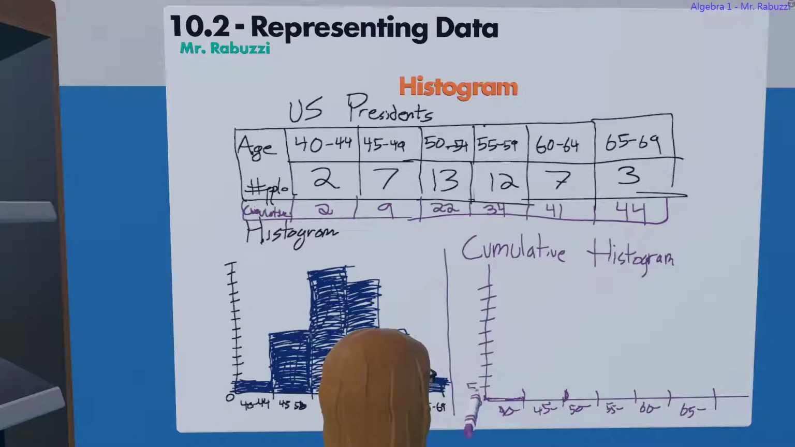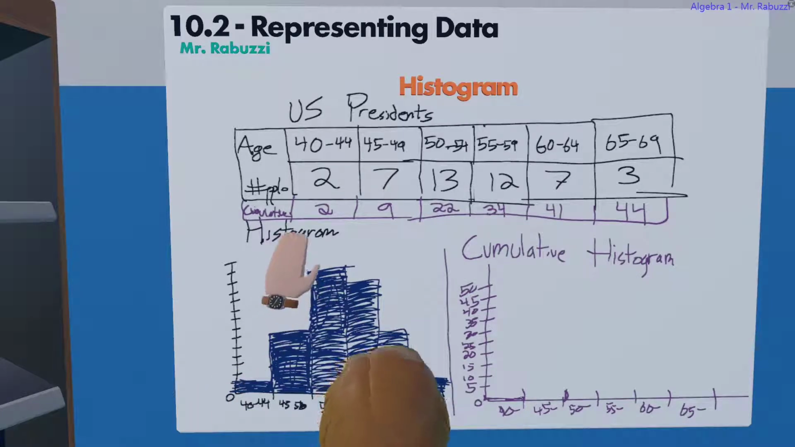So 5, 10, 15, 25, all the way up to 50, okay? You should label them all, but I don't want to do that, but I will. 30 and 20. Okay.